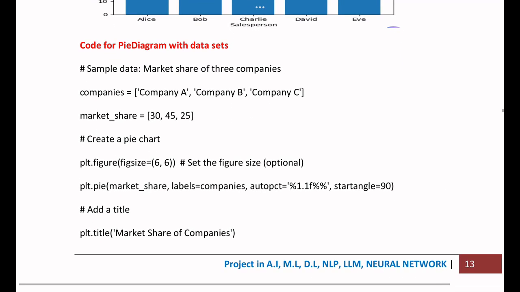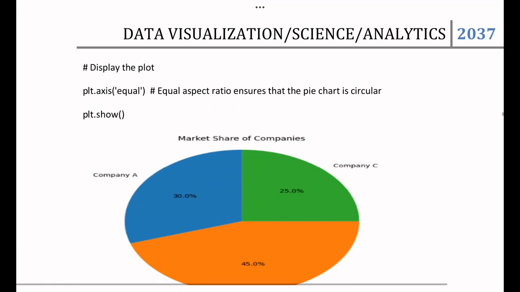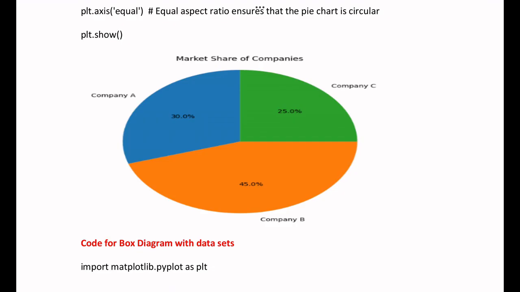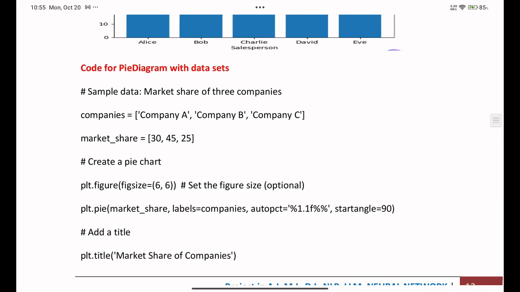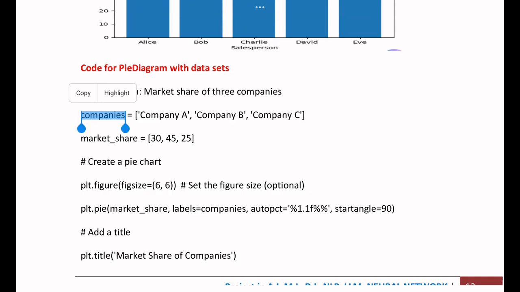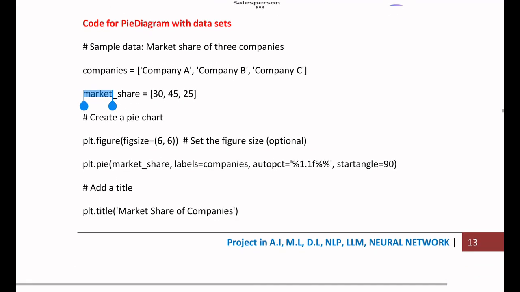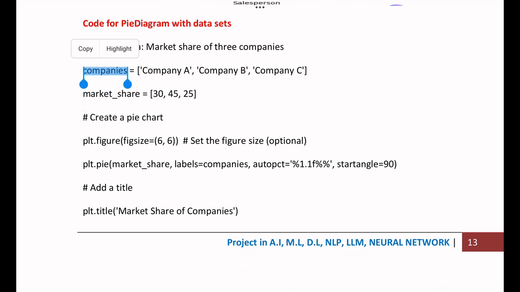Now the next one is the pie chart. Suppose you want to show one beautiful chart, this type of graph. Again I am writing the same company data. Suppose my companies are company A, company B, company C, and my market share is 30, 45, 25, and I want to create a pie chart between companies and market share. You can take multiple data also, I will show later.